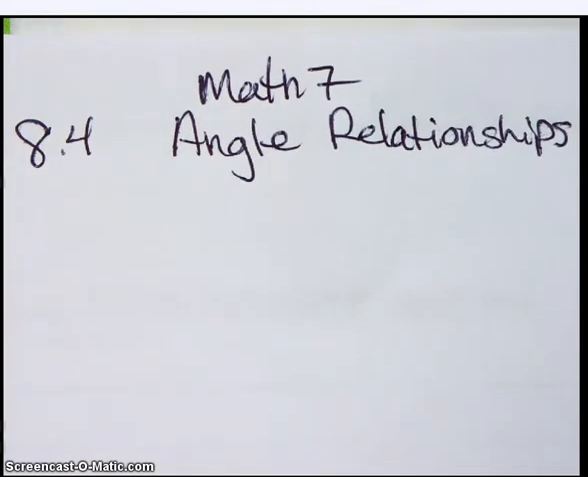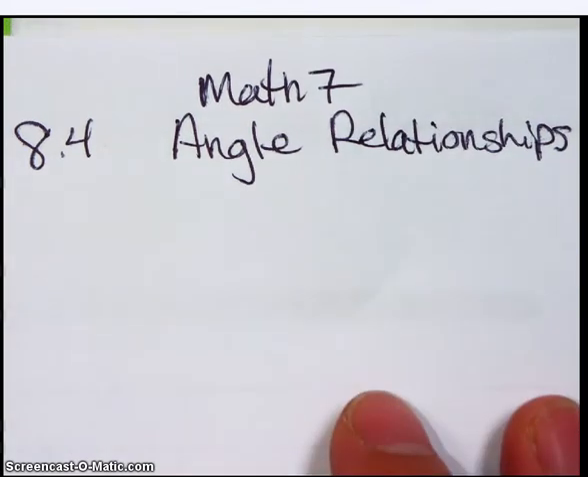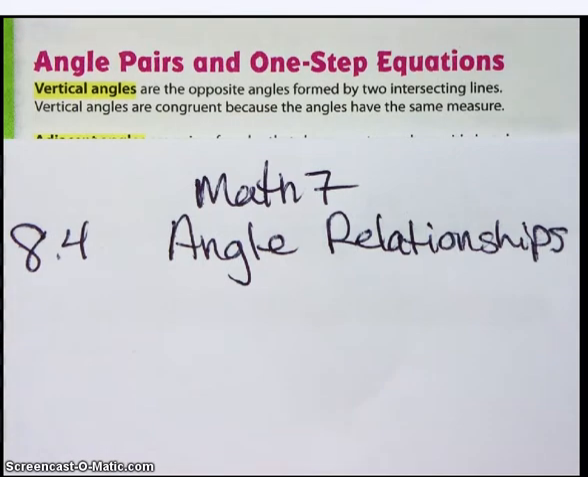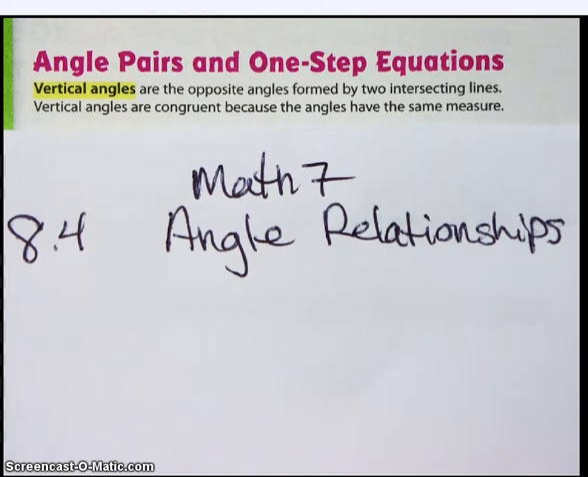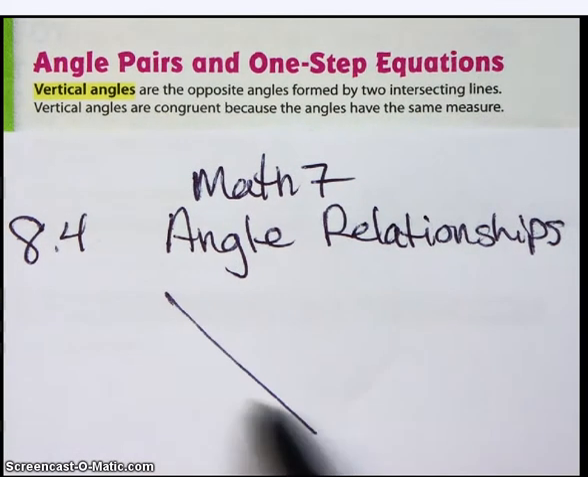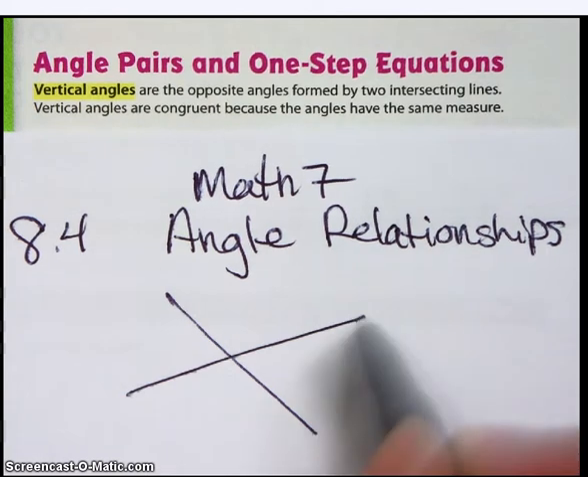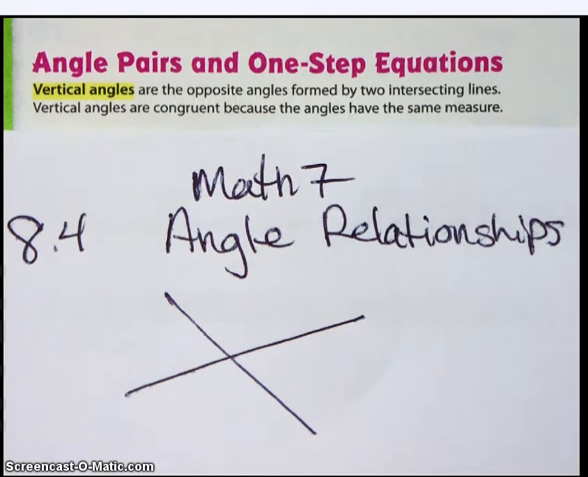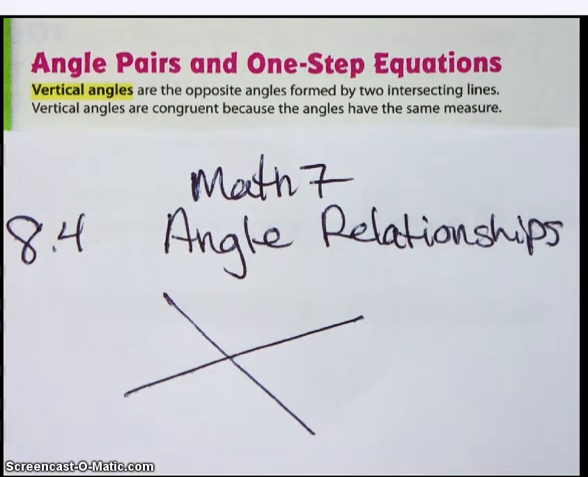All right, we're talking about angle relationships in this one. There's a couple of words you need to know with angle relationships. First word is going to be vertical angles. They're opposite angles formed by two intersecting lines, so it's when you have two lines that intersect. Okay, we'll just say something like this. And the vertical angles are congruent, meaning they're the same, because the angles have the same measure.